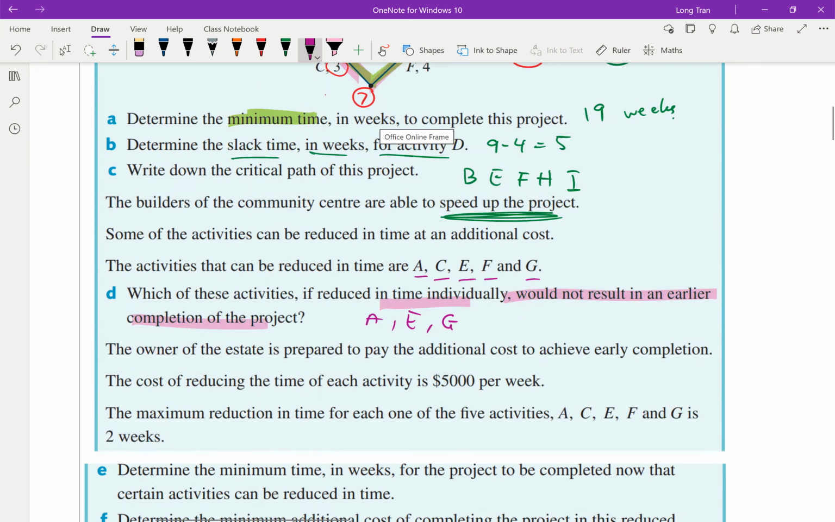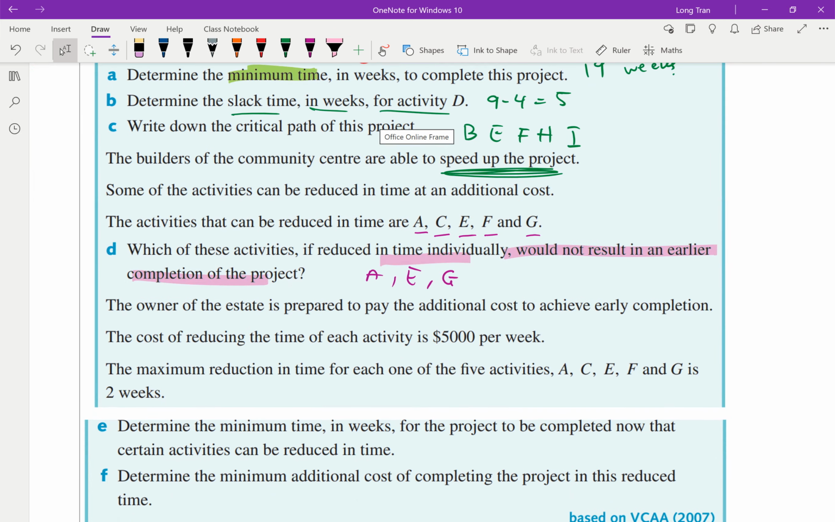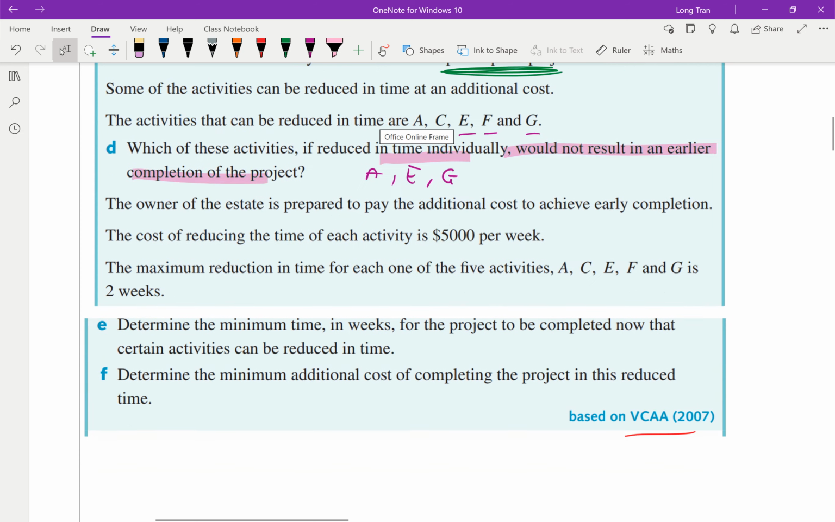Looking at the next part of the question, this is where you're starting to use crashing. So this is where the budget and money comes in. So let's have a look at this part. For those who are starting to understand critical path, this is what makes 15E 15E. Okay? So here we go.